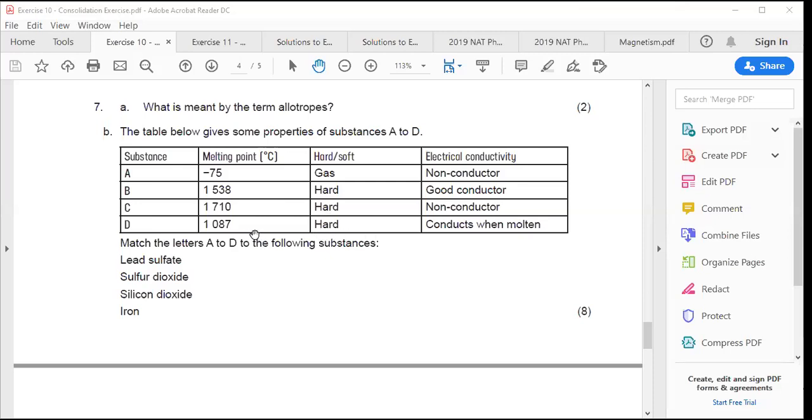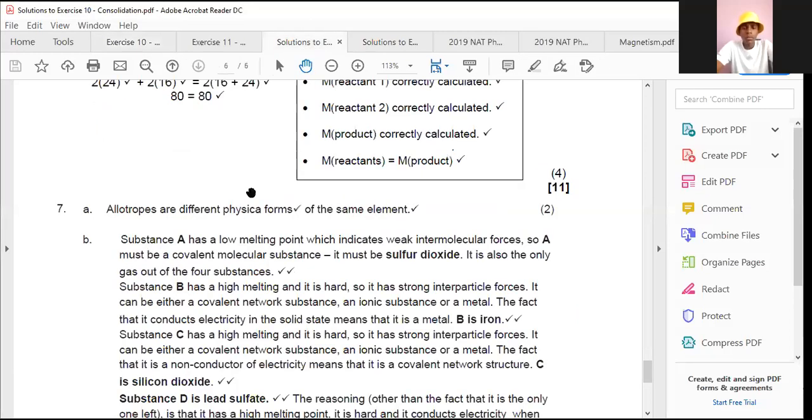Then we come to D. D says conducts when molten. So this one must be an ionic compound because we remember with salt, for example sodium chloride, when you melt it, it conducts electricity, but as a solid, it doesn't. So this is likely to be the ionic compound, which is lead sulfate. Obviously the other one becomes your last one, which is silicon dioxide. Let's check on the solution and see what we have there.